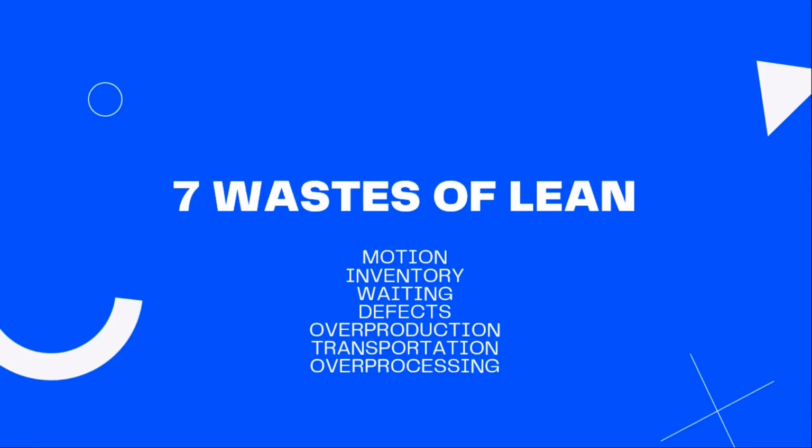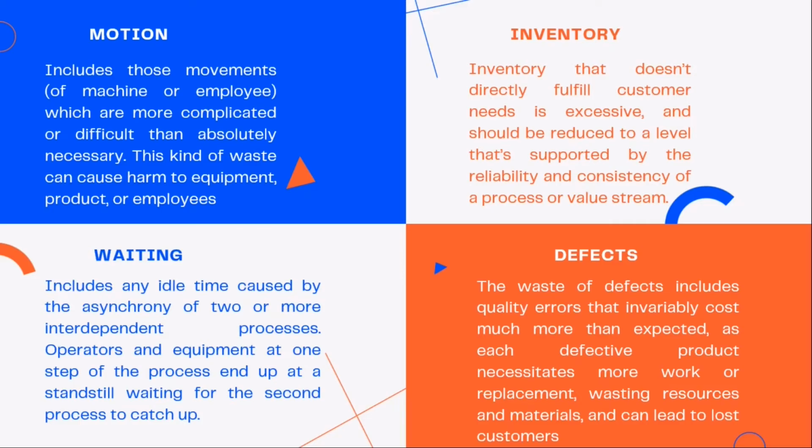Next is 7 ways of Lean. The 7 ways of Lean are an essential part of Lean as developed and practiced by Toyota. Waste can be defined as any activity that does not add value to a customer. So the first waste is motion. It includes those movements of machine or employee which are more complicated or difficult than absolutely necessary. This kind of waste can cause harm to equipment, product or employees. The next waste is inventory.